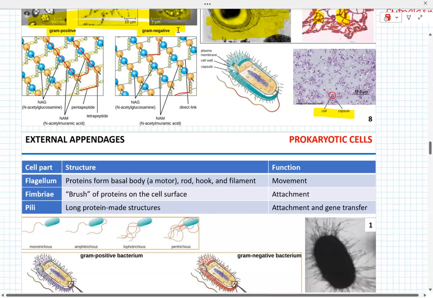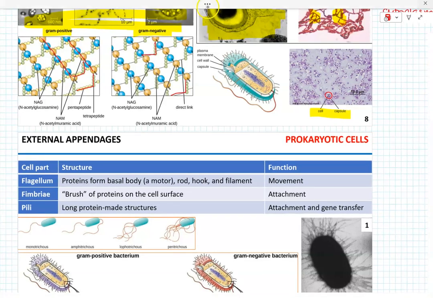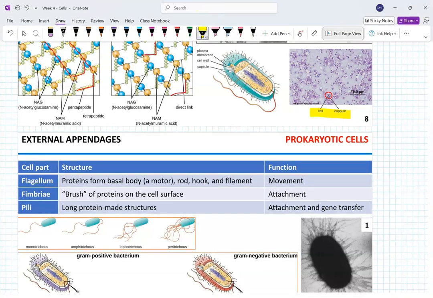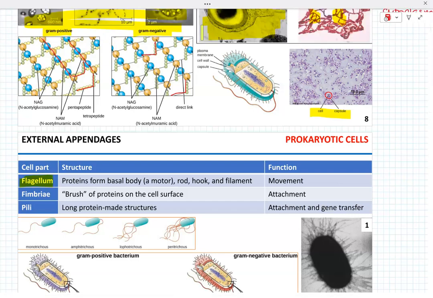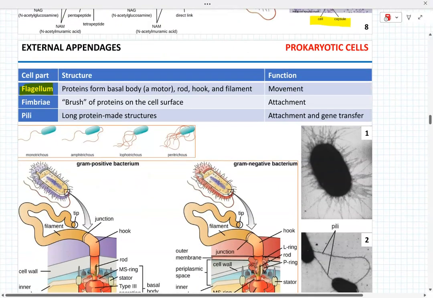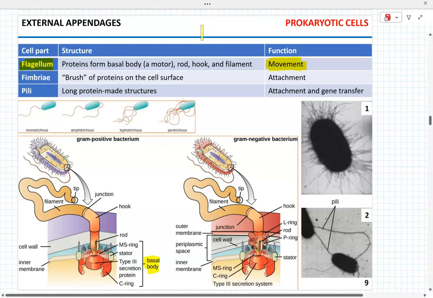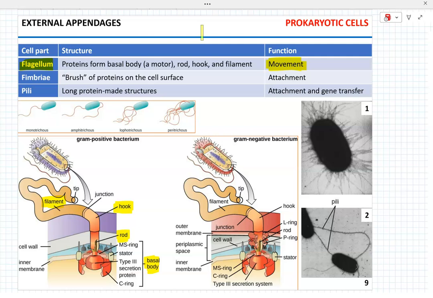Many, but not all, prokaryotic cells have a number of external appendages. First of them is a flagellum, and cells may have multiple flagella. Flagellum is responsible for cell movement. It consists of a basal body, essentially a motor, that rotates a rod. The rod is attached to a hook which also rotates, and at the end of the hook is a filament. When the filament rotates, it works like a propeller, and the cell moves forward.